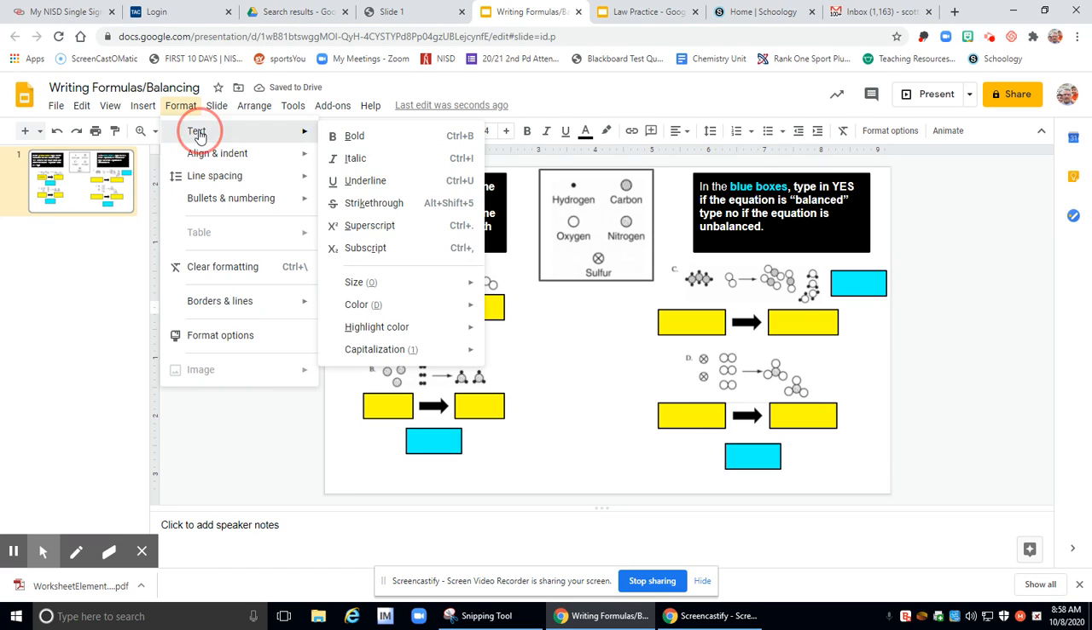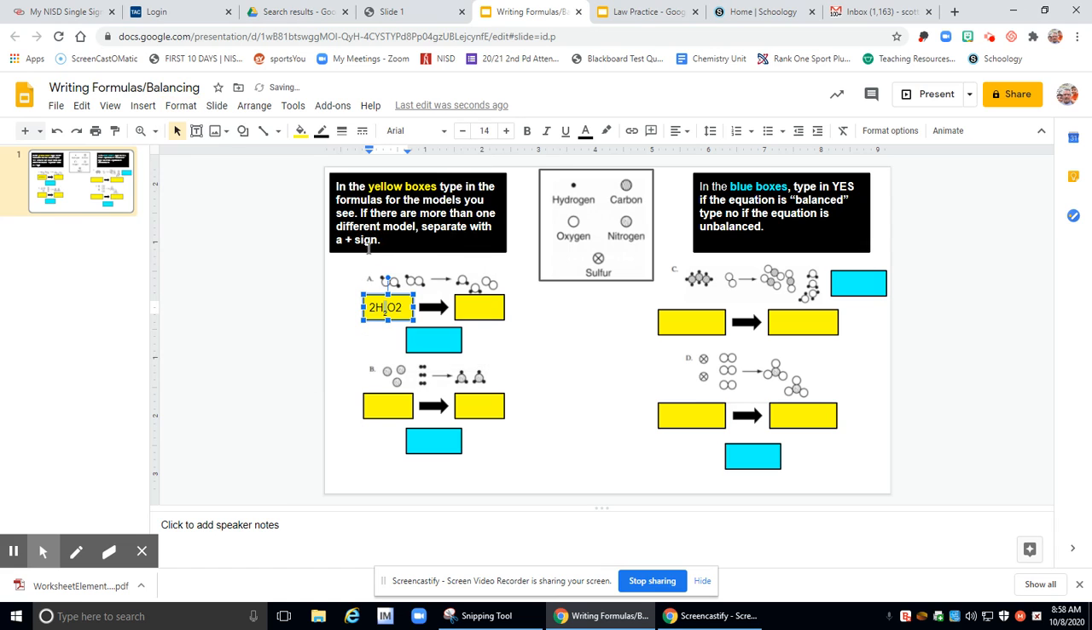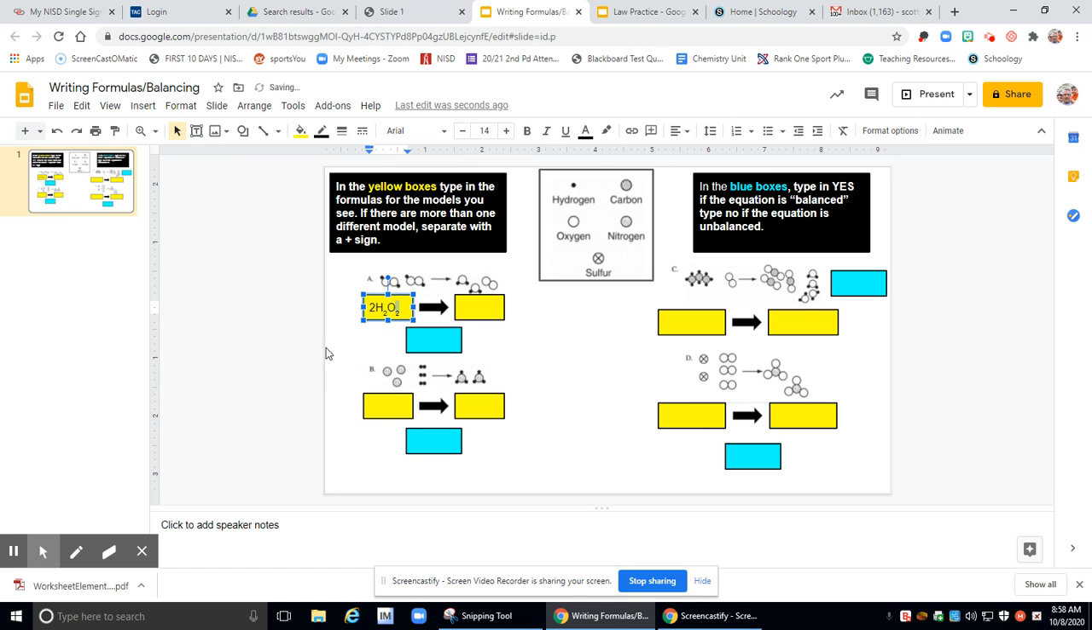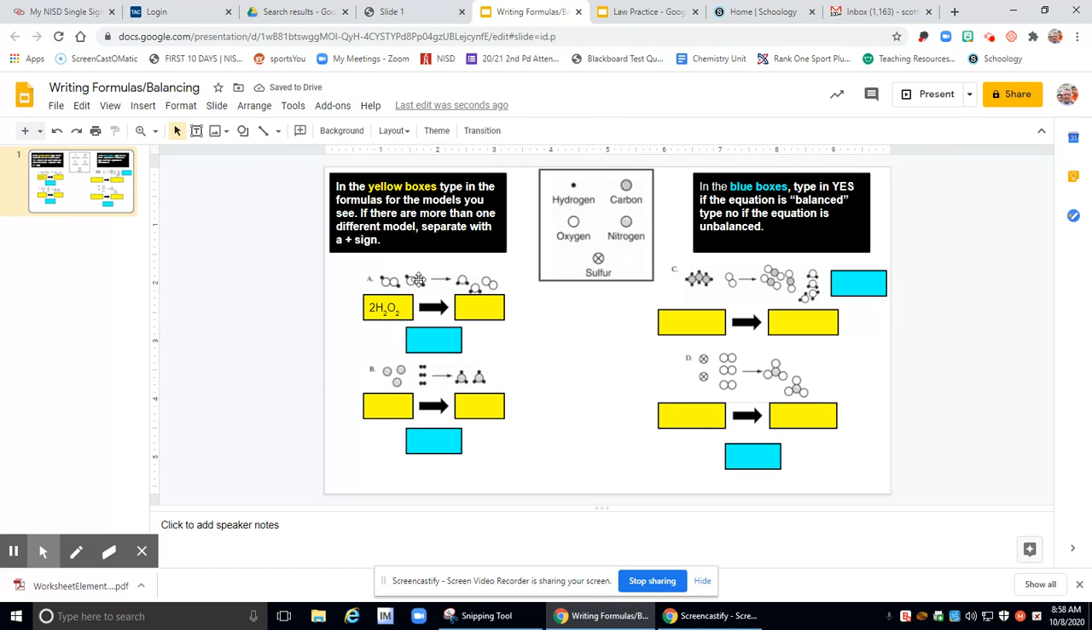If you remember, I taught you how to change the subscripts. So we highlight the number, go up to Format, Text, and then choose Subscripts. And so this side of the equation is 2H2O2. Okay?